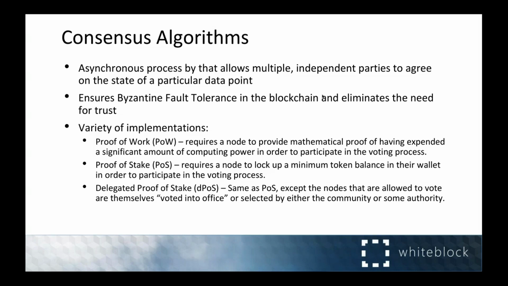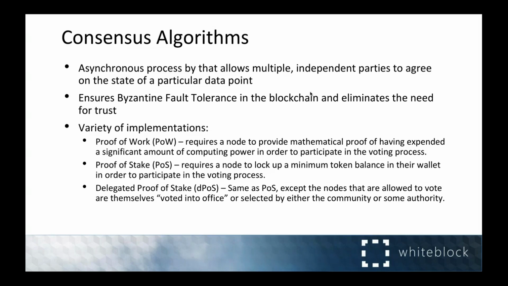And DPoS is something that EOS is presenting, and I don't know if this is Byzantine fault tolerant, just based off of what I've read and seen and tested with the EOS network. So I don't know if their DPoS is necessarily fault tolerant, but that's where the nodes can vote themselves. They're voted into office either by the community or some other authority, whether it's algorithmic or not.